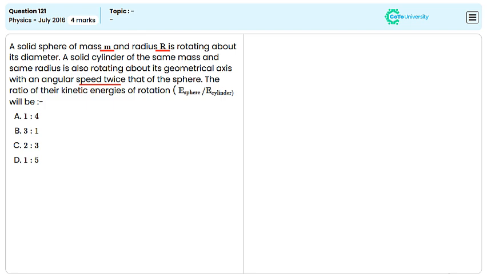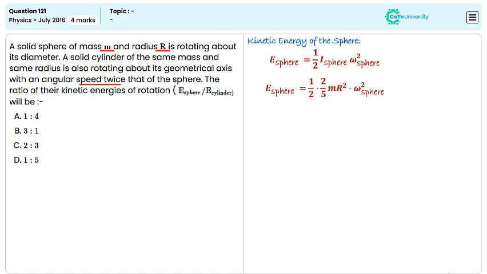Kinetic energy of the sphere is given by the formula E sphere equals half I sphere into omega sphere square. Substituting I sphere equals 2 by 5 mr square, we get E sphere equals 1 by 2 into 2 by 5 mr square into omega square of the sphere. That is equal to 1 by 5 mr square into omega square.